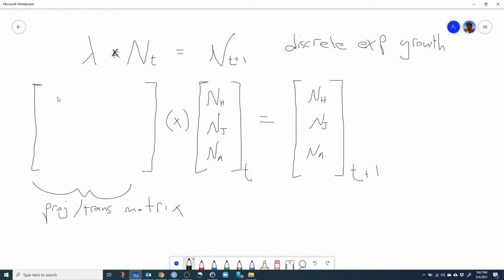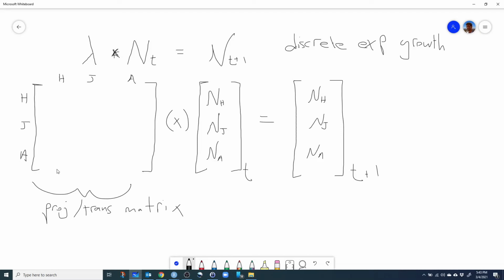And let's just flesh out this projection matrix. What does that projection matrix actually look like? Remember, the top row of a projection matrix, first of all, it's going to be hatchling, juvenile, and adult. So remember, a projection matrix has the same number of rows and columns. Each row and each column represents one of the stages. So hatchling, juvenile, and adult. This top row represents fecundities, and all the other elements in the matrix represent some type of survival.